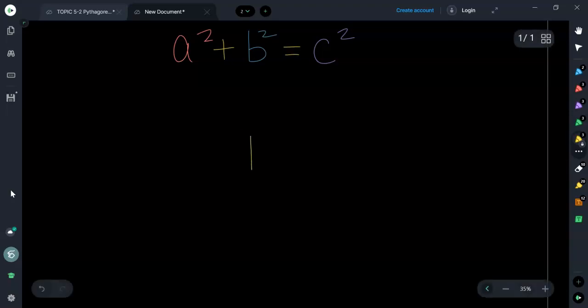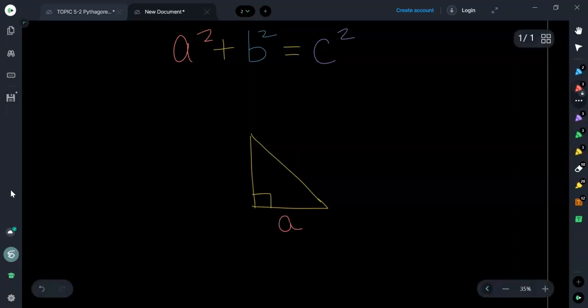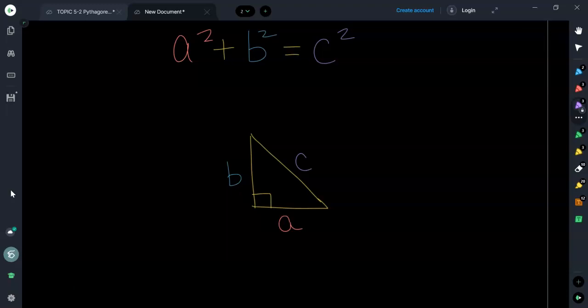I'm going to draw a right triangle. And remember, a right triangle, by definition, is a triangle that has one right angle. I'm going to label the sides of the triangle. I'm going to call this leg A, and I'm going to call this leg B, and I'm going to call this side C. Now that I've done this, I can see where the a, b, and c come from.